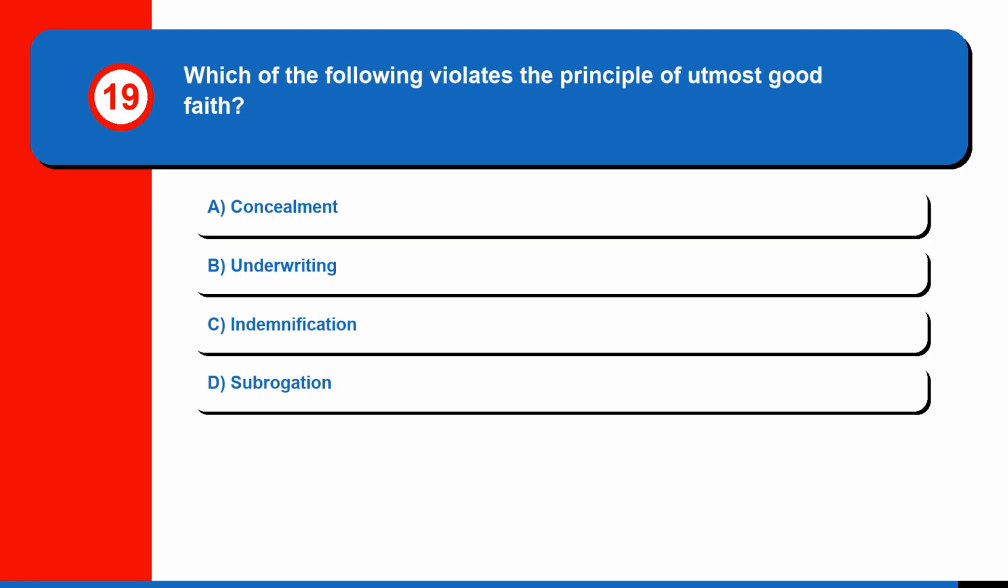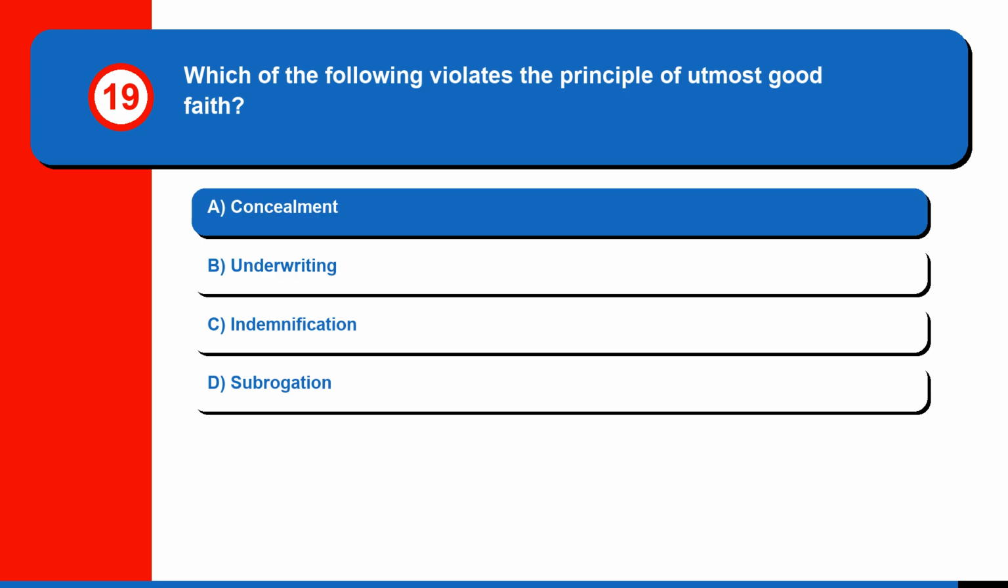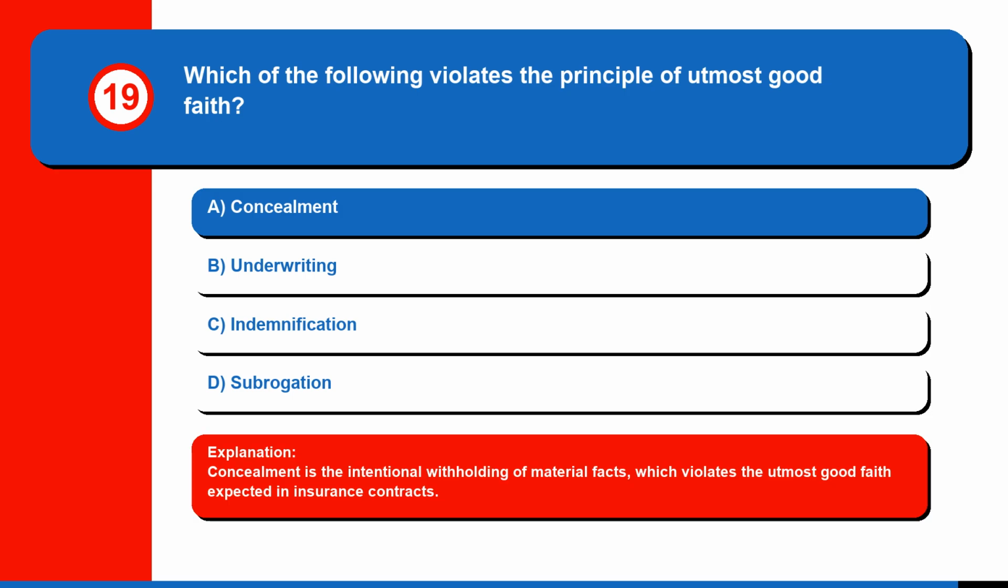Question 19. Which of the following violates the principle of utmost good faith? A. Concealment, B. underwriting, C. indemnification, or D. subrogation. The correct answer is A. Concealment. Concealment is the intentional withholding of material facts, which violates the utmost good faith expected in insurance contracts.